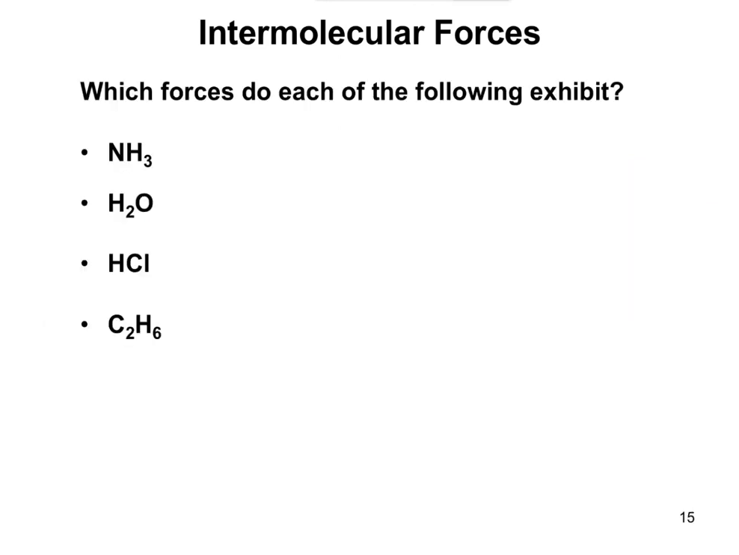All right, so which forces do each of the following exhibit? If we were to look at NH3 and we could draw it out, it's NH3 like this. It would have a lone pair of electrons. We have hydrogens that are bound to nitrogen. So that means this one would have hydrogen bonding. It's also a polar molecule, so it would have dipole-dipole interactions, and it would also have London forces. The strongest of them would be the hydrogen bonds. Water, we just talked about on the previous slide, and I went through how it would have all of them as well: hydrogen bonds, dipole-dipole, and London forces.